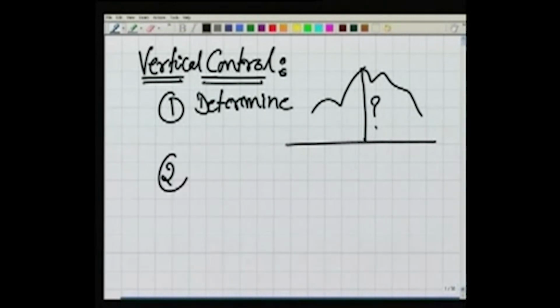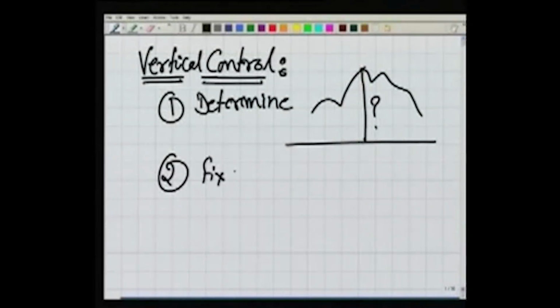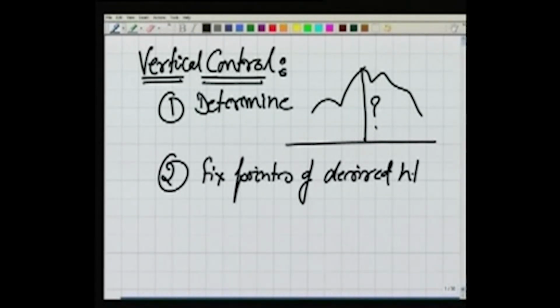Number 2, in vertical control, or when we are talking about the leveling, we do another thing, that is we fix points of desired height. I am just writing height here so far. We will be using a different word later on. So what is the meaning of this?